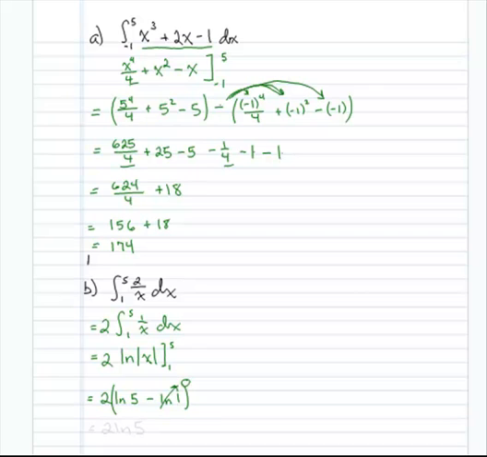Any simplifying we should do. The natural log of 1 is 0. So we get 2 times the natural log of 5 for our final answer. Notice that both definite integrals came out to be numbers, and we don't need the plus c when we find the antiderivative in this case, only for indefinite integrals.